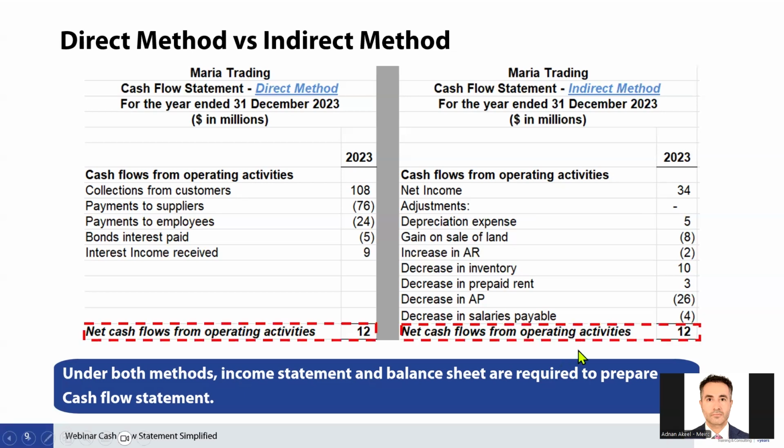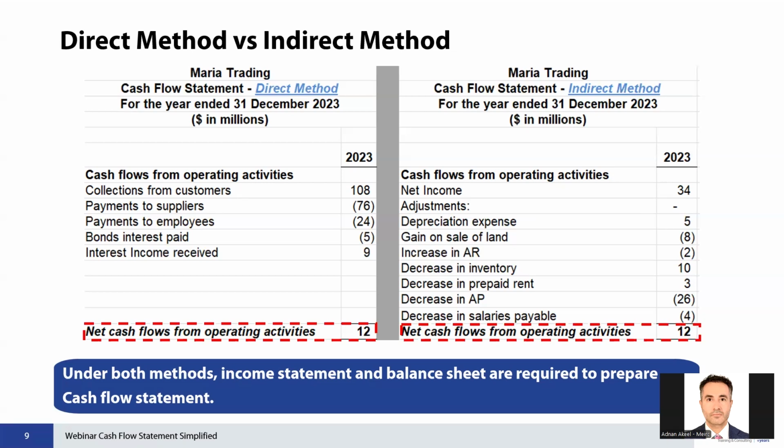Now, as you realize, whether we are following the direct or indirect method, the total cash from operating activities must be equal, must be the same. So the result is the same, but the only difference is the approach, how we get into these numbers.